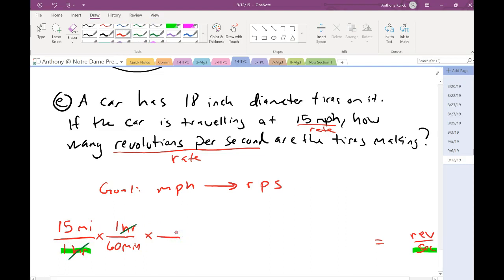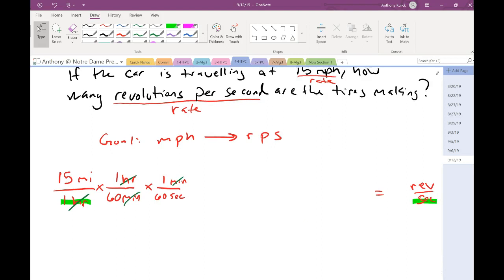Now let's convert minutes into seconds. How many seconds are in a minute? 60. Should the 60 seconds go in the numerator or denominator? Denominator. So now the minutes cancel and we're left in seconds. So we've done the easy part. What we need to do now is figure out a way to convert miles, a linear distance, into revolutions.